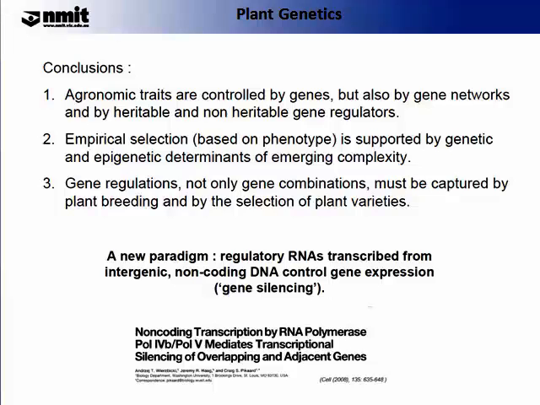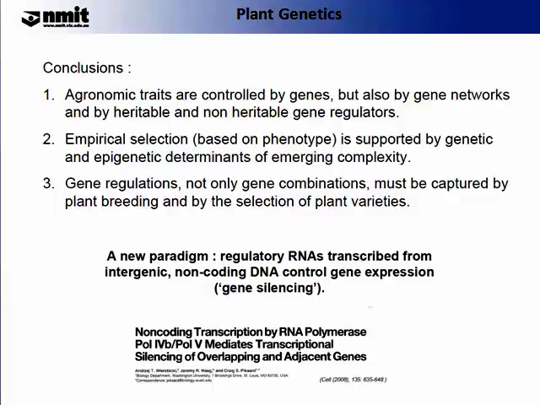I want to end with a summary of some observations taken from a gene silencing paper shown on your screen. This paper was written with respect to gene silencing and plant genetics. However, these characteristics can be taken across all genetic engineering. The authors concluded that agronomic traits are controlled by genes, but they are also controlled by gene networks and by heritable and non-heritable gene regulators.